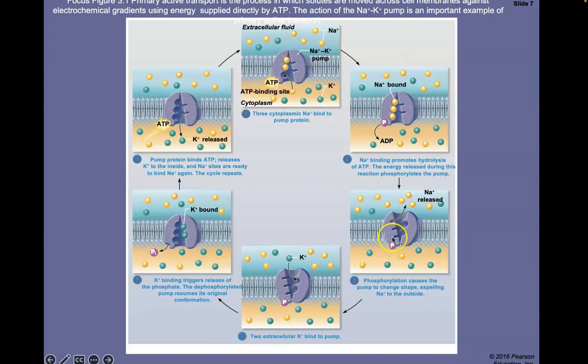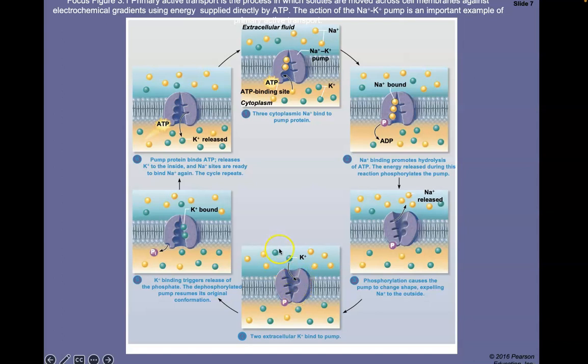As it transfers the phosphate to this protein pump, it's going to cause the protein pump to change shape, undergo this conformational change. And when it does, it's going to pop open to the outside of the membrane now, okay? Releasing the sodium to the outside of the membrane. Now it's open to the outside of the membrane, and that's going to allow these potassium sites to open up.